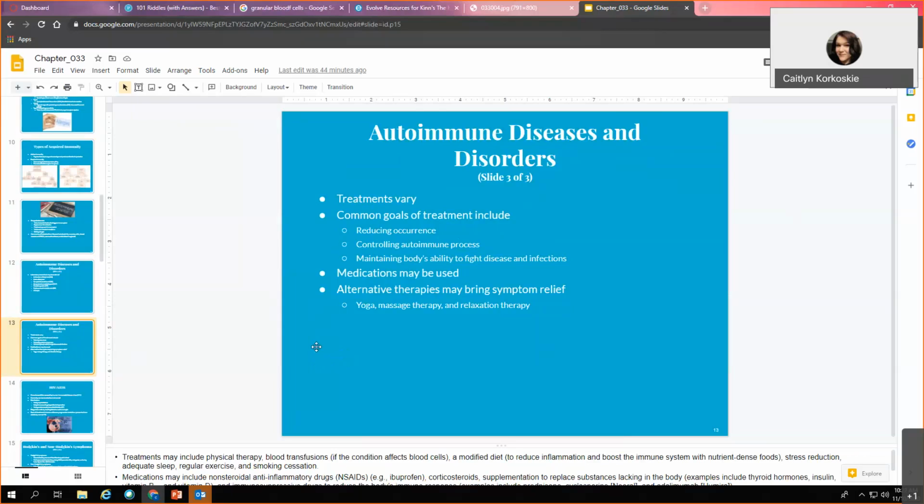The main goal is reducing the number of times that they have a flare up, because usually that's what happens with autoimmune diseases. It's not necessarily that they are constantly affected. A lot of times certain things trigger flare ups. So we control the number of occurrences, and also maintain the body's ability to fight against it. Someone who has an autoimmune disease, we also want to reduce their risk of getting any viruses or infections because their body is already immune compromised. They'll have a harder time fighting off any of those viruses or diseases.